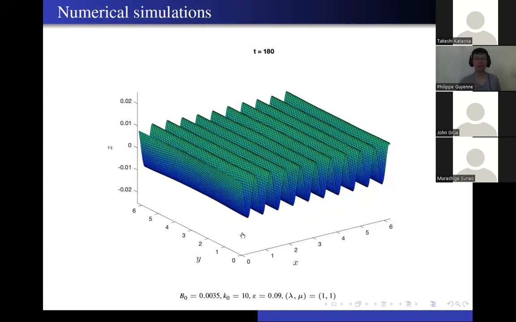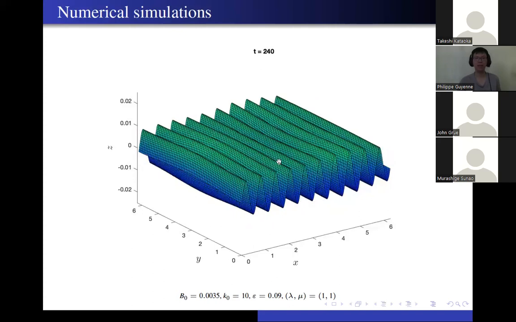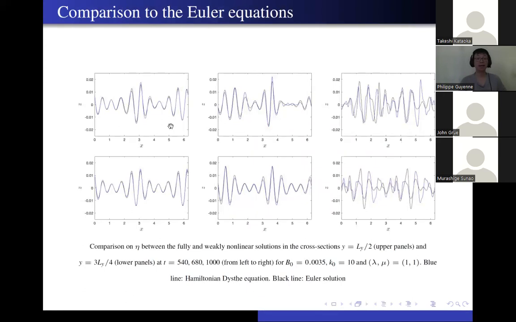And so I'm going to stop with that. So one more set of figures. These are cross sections showing the comparison between the 3D Hamiltonian Dysthe equation in blue and the corresponding full Euler calculation in 3D in black. So this is for the cross section in the middle, and this is for another cross section slightly on the side. So you can see that it's not too bad at early stages of the time evolution, but of course over time, as you can imagine, you see more differences. All right, so I'm going to stop with that.